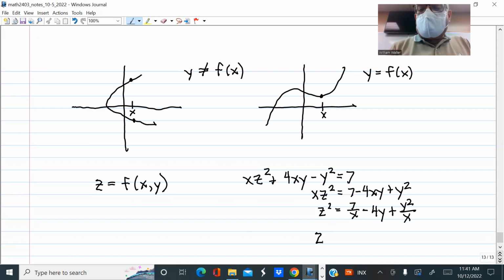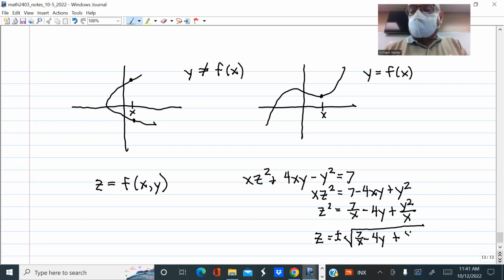So how am I going to get z there? Take the square root. But that's where the problem is going to come in, however, because when you take square roots, right, you have a positive and negative square root. So you have to write z is plus or minus the square root of 7 over x minus 4y plus y squared over x.